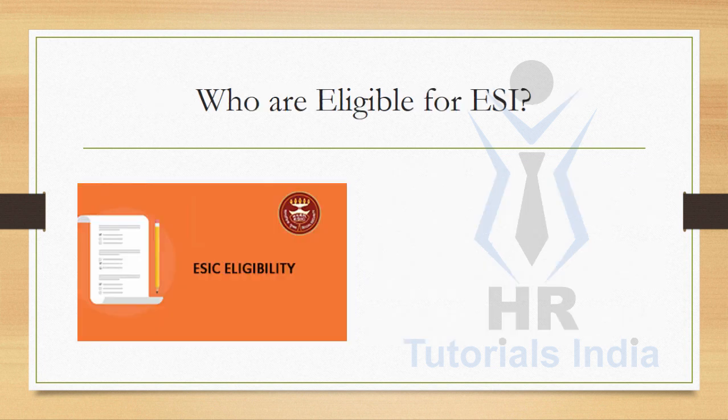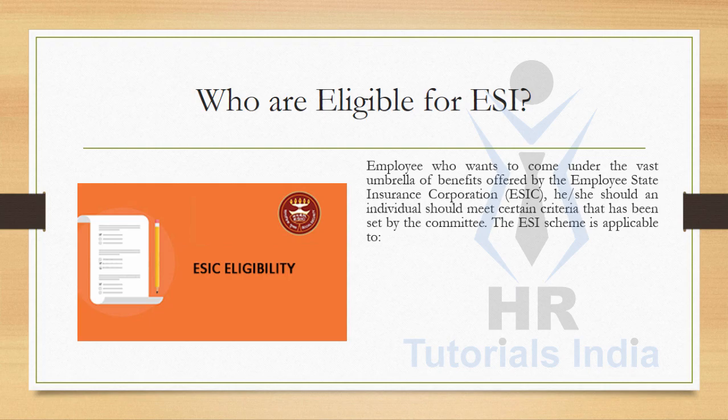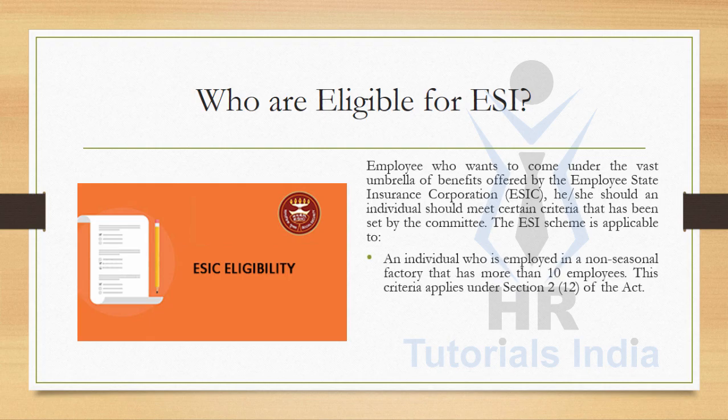Who are eligible for ESI? Employee who wants to come under the vast umbrella of benefits offered by Employee State Insurance Corporation, he or she should be an individual who meets certain criteria that has been set by the committee. The ESI scheme is applicable to an individual who is employed in a non-seasonal factory that has more than 10 employees. This criteria applies under Section 212 of the Act.